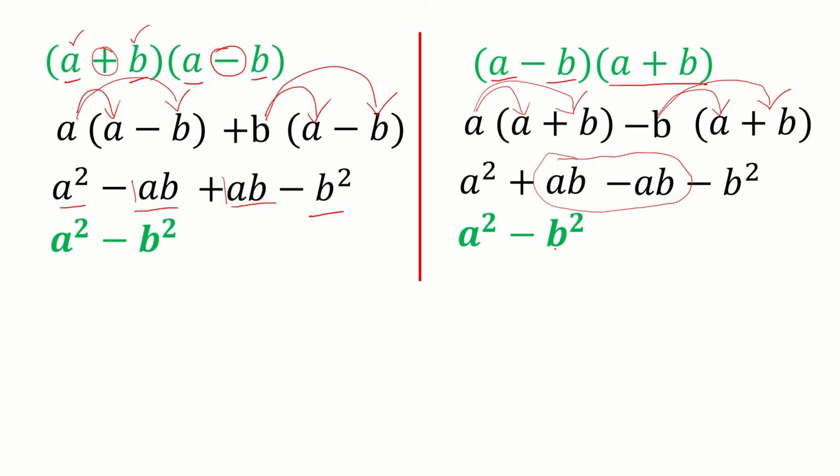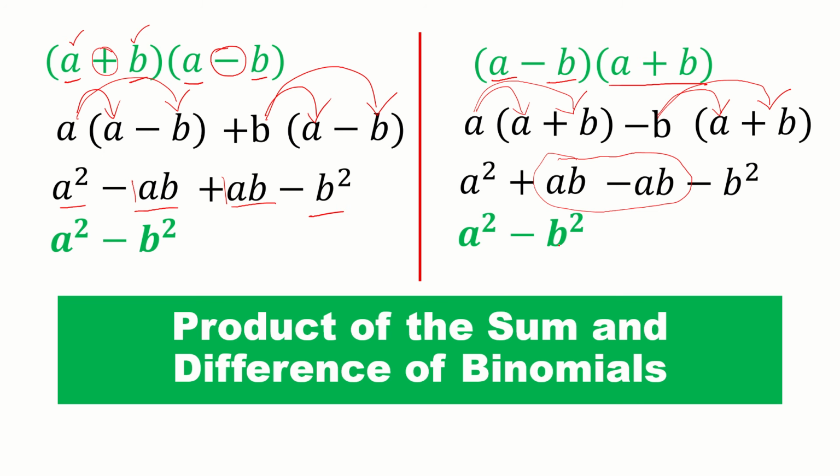That will give us the second shortcut, or second special product, which is so-called the product of the sum and difference of binomials. Why is it so-called sum and difference? Because the only difference that they have would just be the operation, plus and minus. And what is the shortcut? Just get the square of our first term, a squared, and then it's always a minus in the middle, and then the square of our last term. Then you'll get the answer.